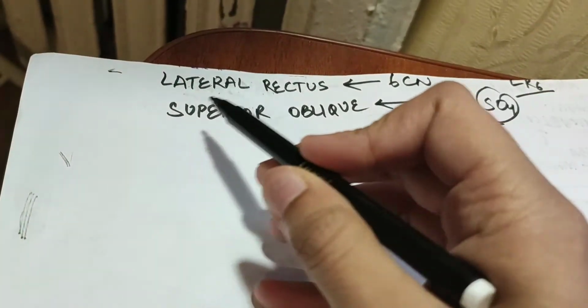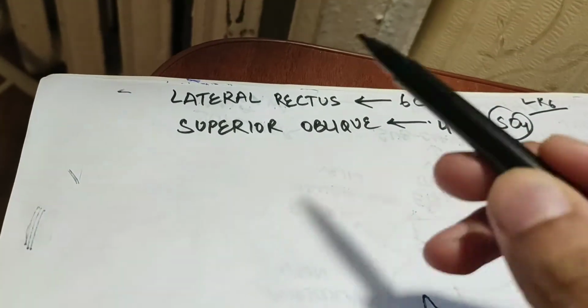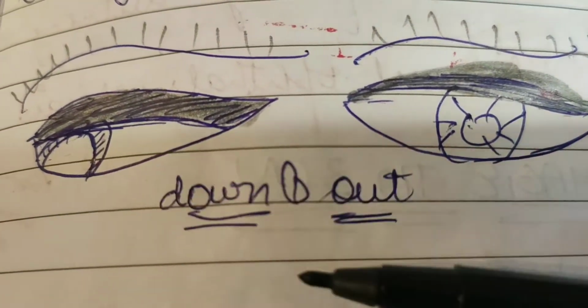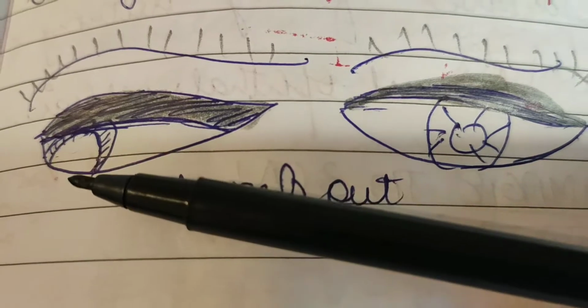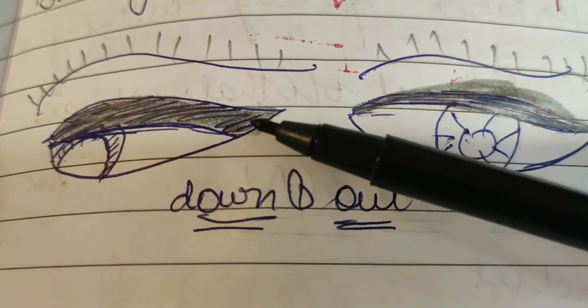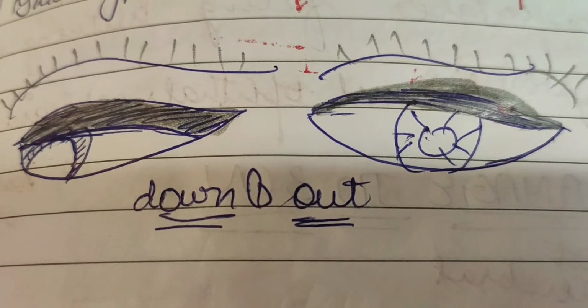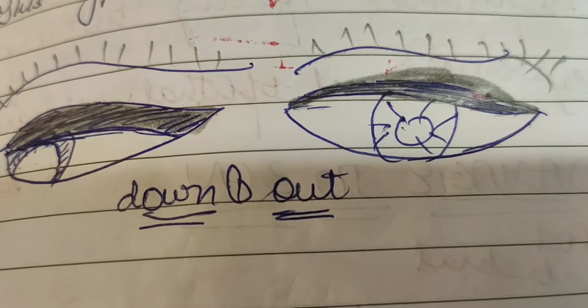The superior oblique's function is to look down. It will depress your eyeball. So your eye will look down and out, along with ptosis. This is the condition which happens when somatomotor fibers are not working. The condition is known as external ophthalmoplegia.